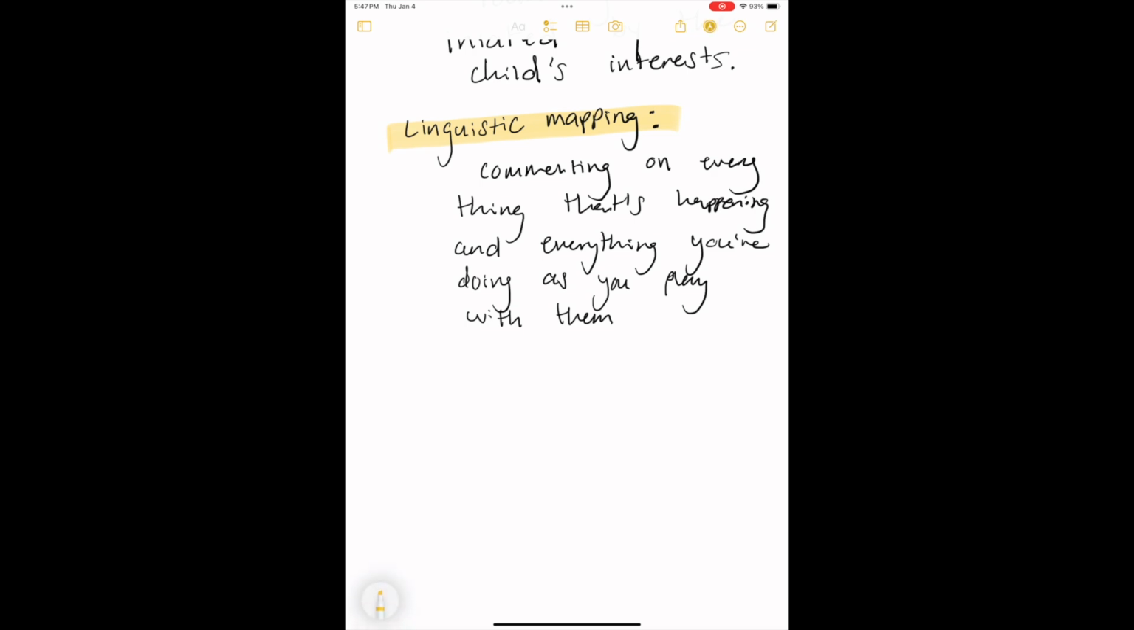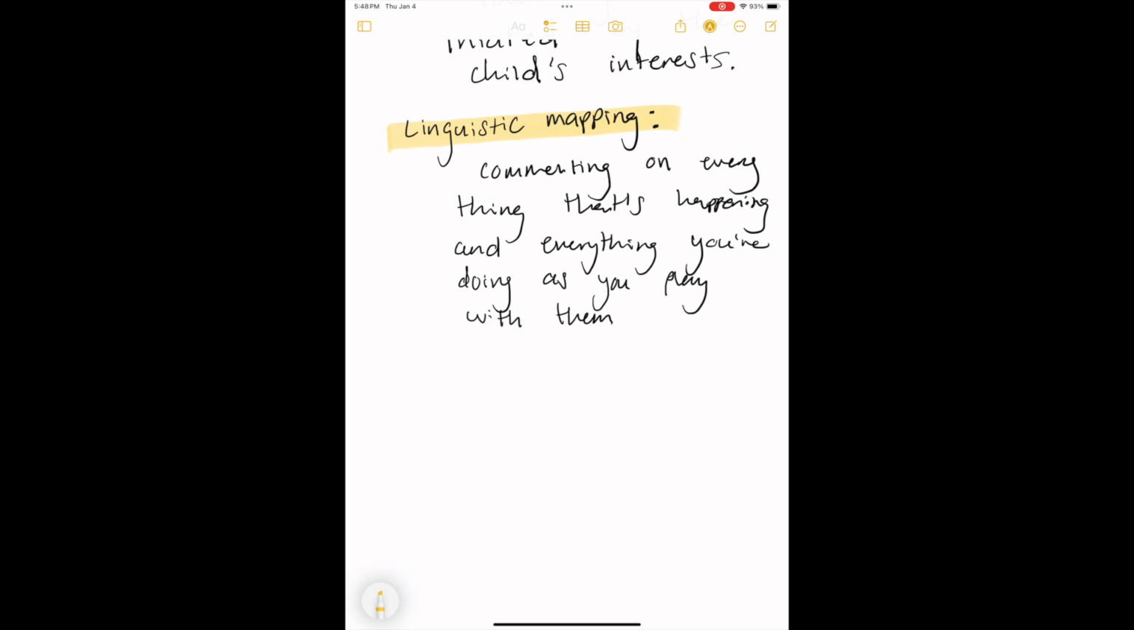But let's say that the most reinforcing thing for your learner is a tablet. You can do linguistic mapping as they're on their tablet, because maybe they're watching a video and you're watching it with them, and you're not just gonna sit there and watch it quietly. You're gonna comment on everything you're seeing, and you're gonna make the video actually more exciting for them, if that makes sense. So that's how you would do naturalistic teaching.